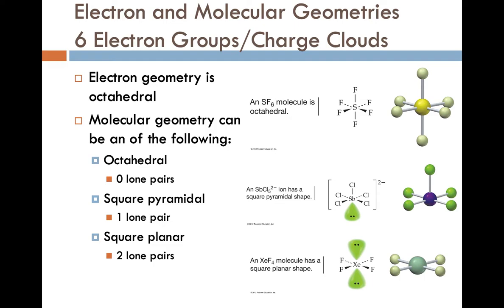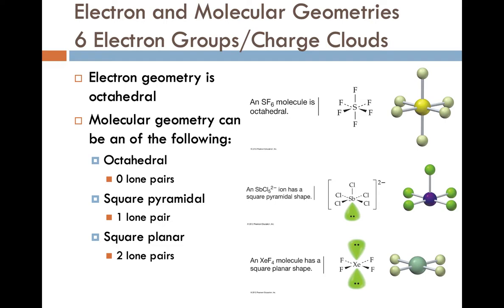Octahedral, since you already have so many things around the central atom, you don't typically see more than 2 lone pairs on something that has an octahedral geometry. Or at least you certainly won't see anything like that in general chemistry. And so that's where our different arrangements for electron and molecular geometry end.